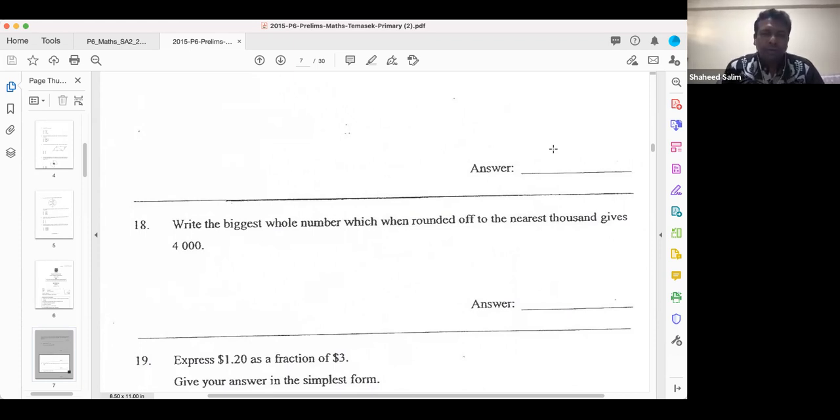See, sometimes students feel when I ask for this one, it cannot be more than 4,000. Can. It can be 4,001 or so. 4,001, when you round off to the nearest 1,000, is still 4,000. So it can be more than 4,000. It doesn't need to be less than 4,000.